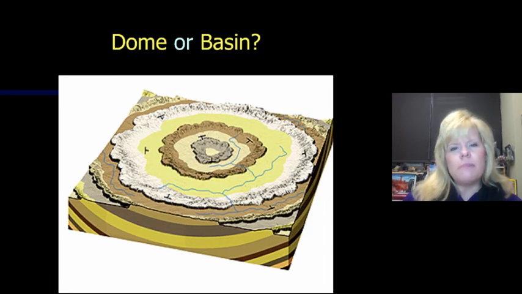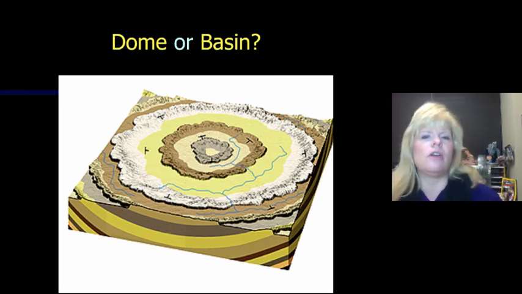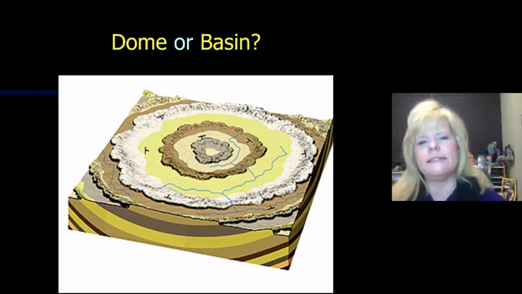So domes and basins are simply features that can be denoted on a map by using strike and dip marks. Important for you to know in the field before you go somewhere if you're going to be traveling in a dome or a basin situation.